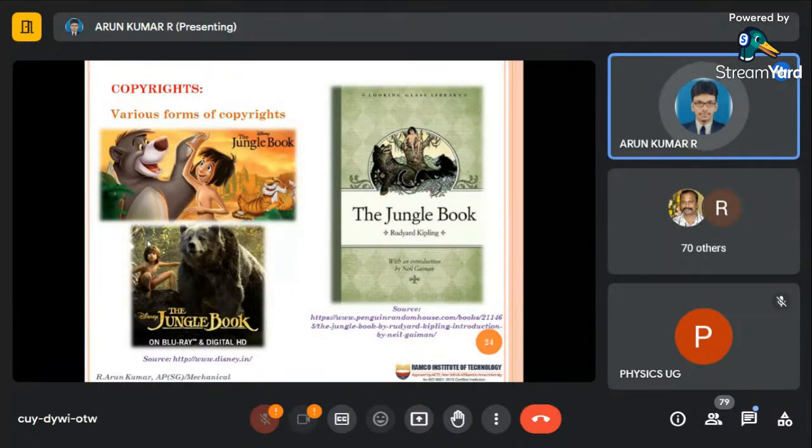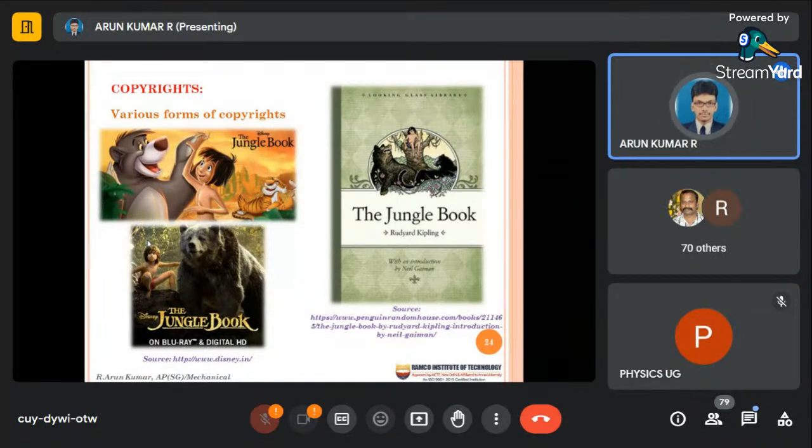So I would like to make a point here that copyright is even given for expression of thoughts, and that is why I have brought an example here, Jungle Book. So we all know what the story of Jungle Book is, right? And this Jungle Book came as a book, it came as a comic, it came as a movie, it came as a cartoon, it came as a film, it came as even a 3D animated film.